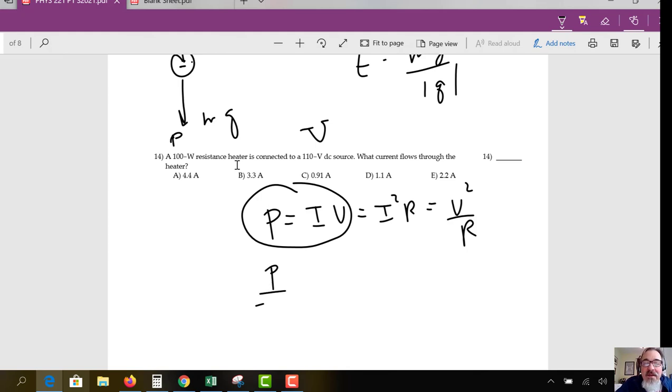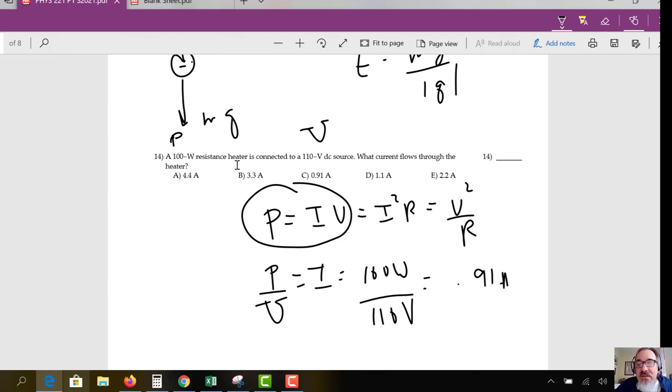So power divided by voltage will give me the current. Everything's in SI units, which is great. 100 watts divided by 110 volts turns out to be about 0.91 amps. 10 parts in 11. Okay, good.